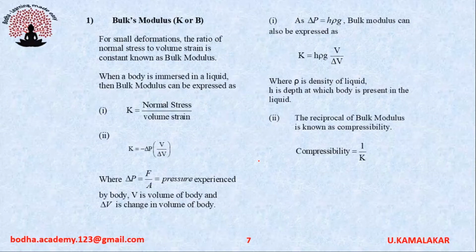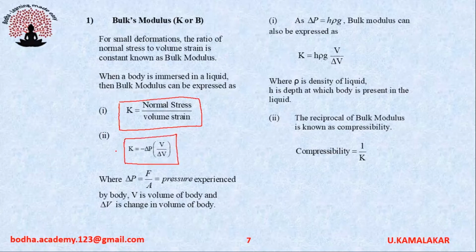Bulk modulus. For small deformations, the ratio of normal stress to volume strain is a constant known as bulk modulus. Bulk modulus can also be expressed as K is equal to minus delta P into V by delta V, where delta P is equal to force by area, that is equal to pressure experienced by body, V is volume of body, and delta V is change in volume of the body.